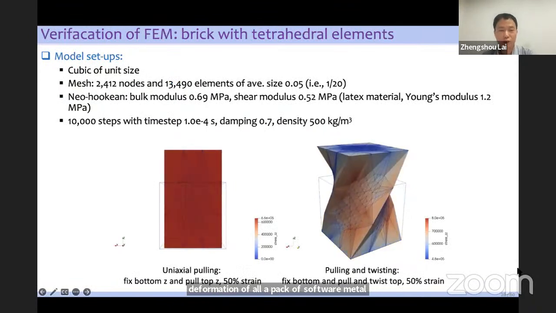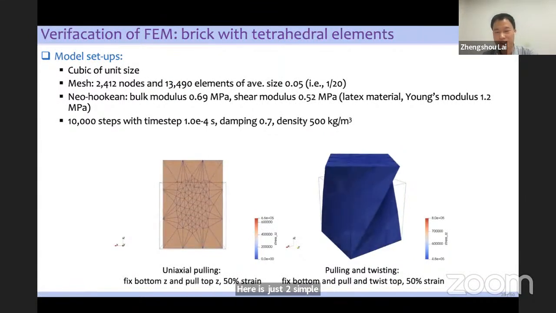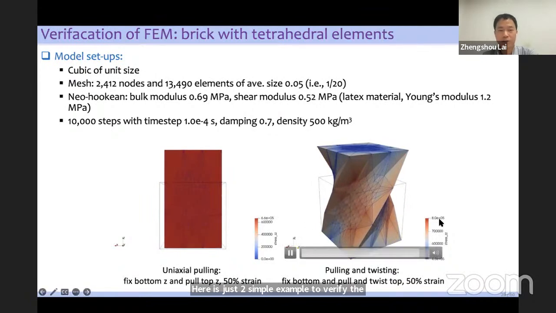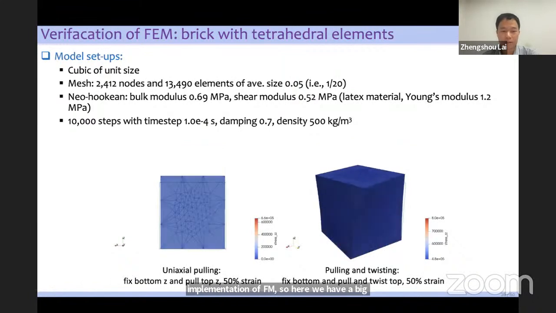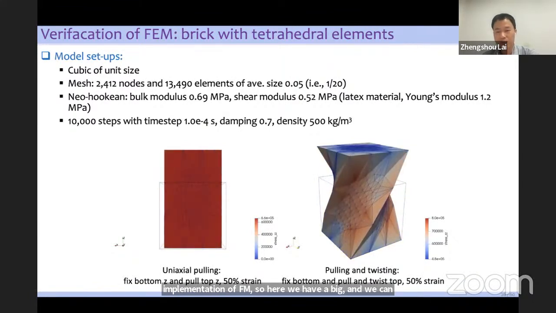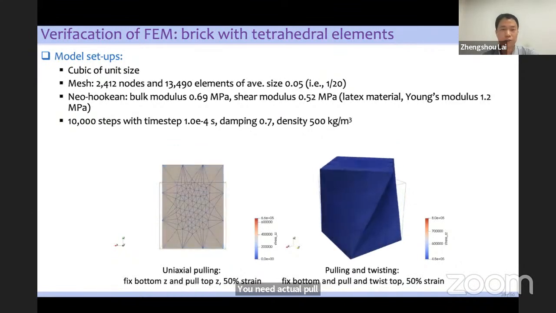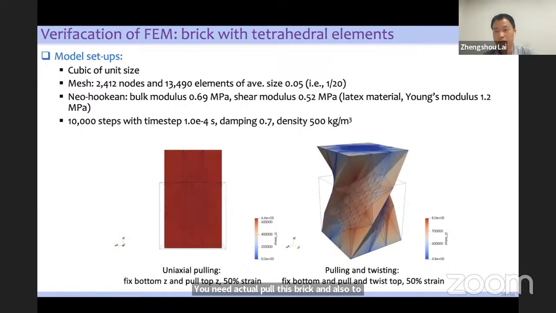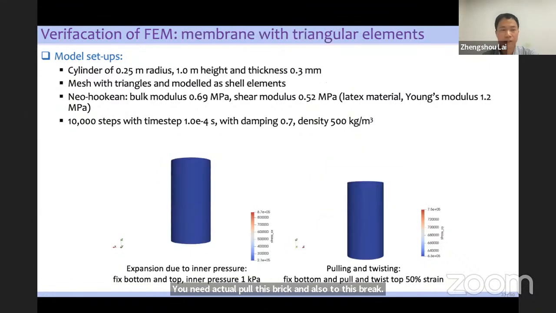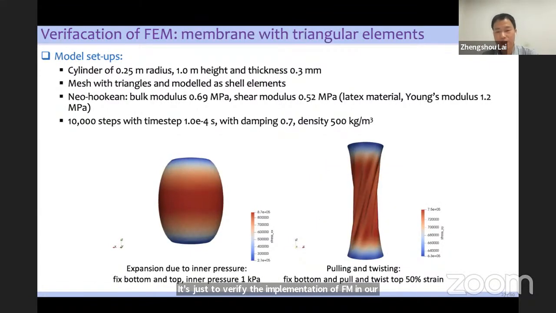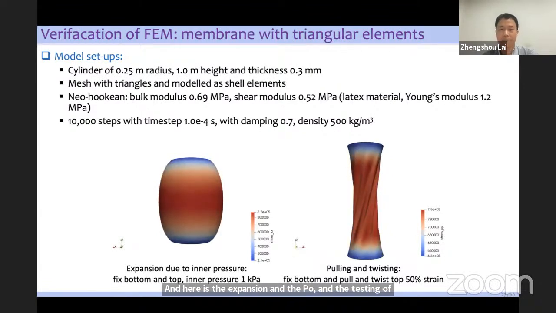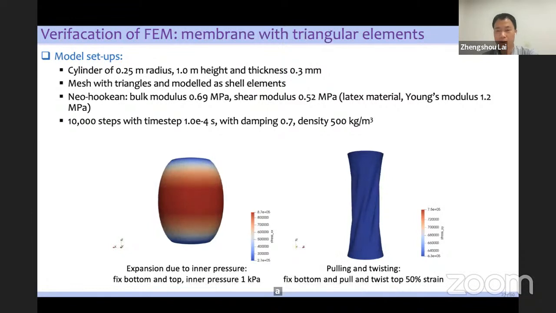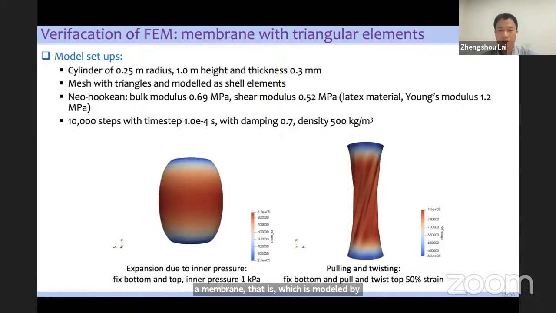Here are just two simple examples to verify the implementation of FEM. We have a brick, and we can uniaxially pull this brick and also twist this brick. It is just to verify the implementation of FEM in our in-house code. And here is the expansion, pull, and twisting of a membrane, which is modeled by triangular elements, and we can also see the simulation runs properly.